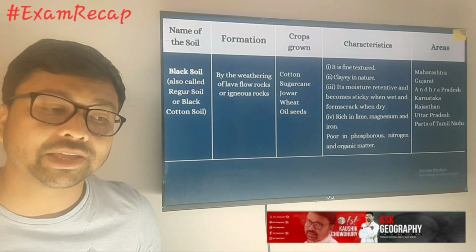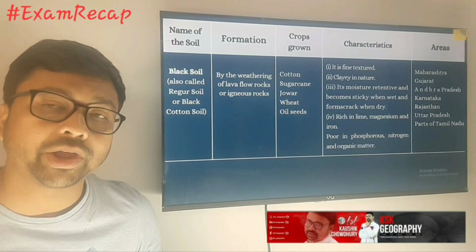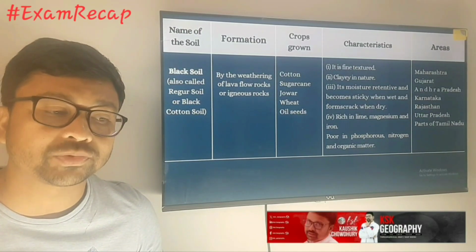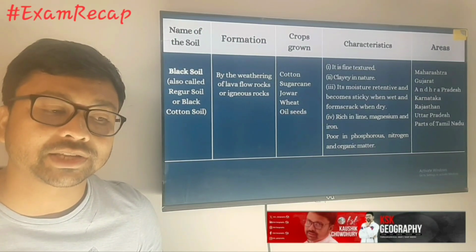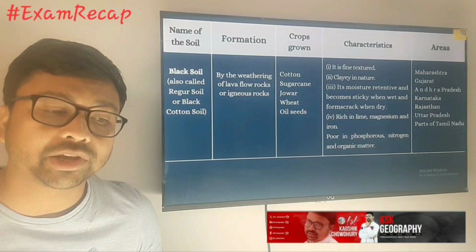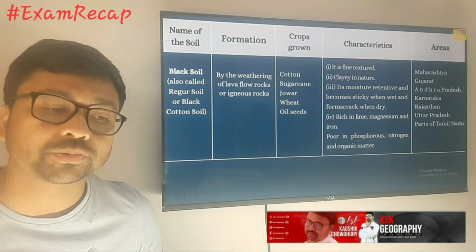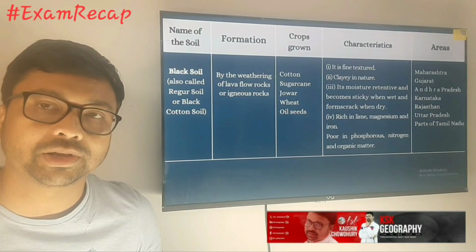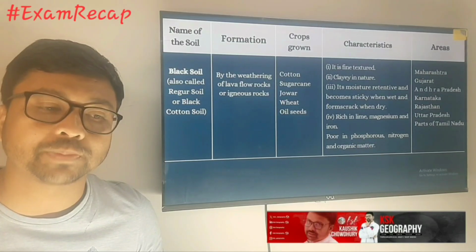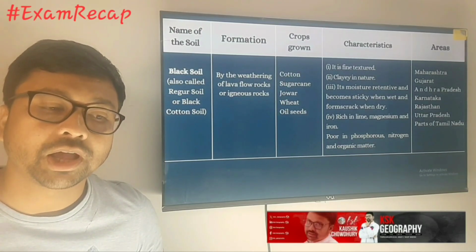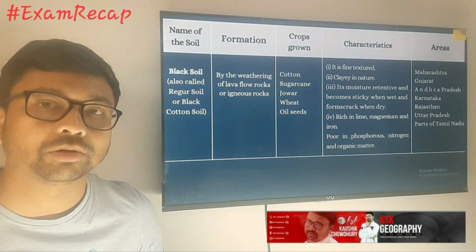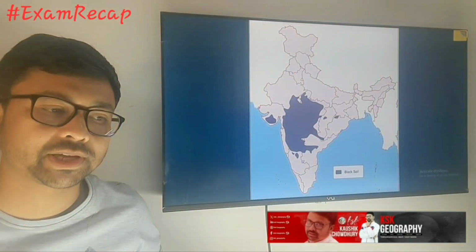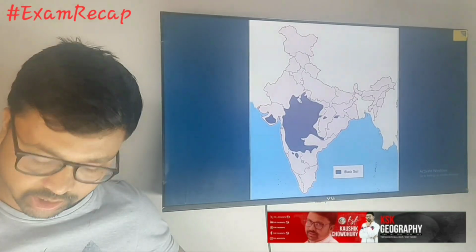Characteristics: it is fine in texture, clayey in nature, and moisture retentive. It becomes sticky when wet and forms cracks when it is dry. So as per the season, its characteristics change. It is rich in lime, magnesium and iron, but poor in phosphorus, nitrogen and organic materials. The areas where this type of soil is found are Maharashtra, Gujarat, Andhra Pradesh, Karnataka, Rajasthan, Uttar Pradesh and part of Tamil Nadu. This soil is found basically in the Deccan Plateau area, right?